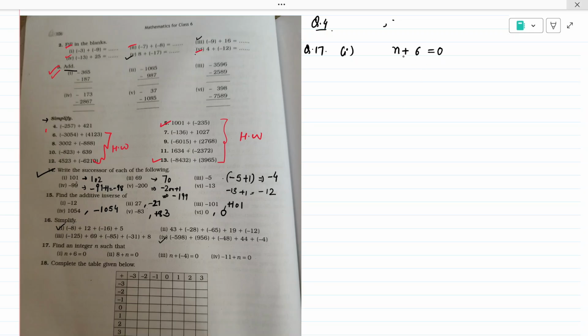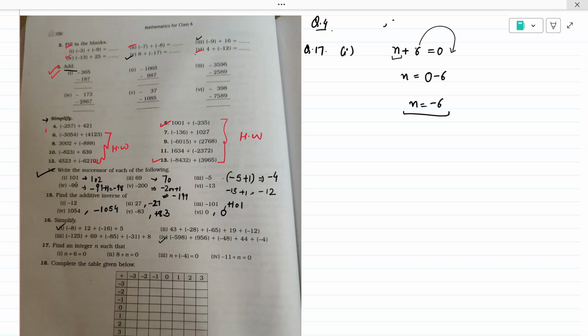We know that if we have to find the value of something, we can keep one thing here and we can move the other number to the right side of 0. So whenever we are moving the number to the right of the 0, we are getting 0 minus 6. So the answer is minus 6 here. Okay, this is how we can do this question.